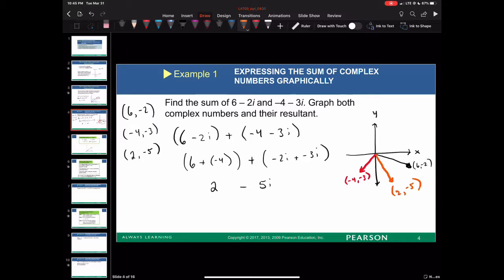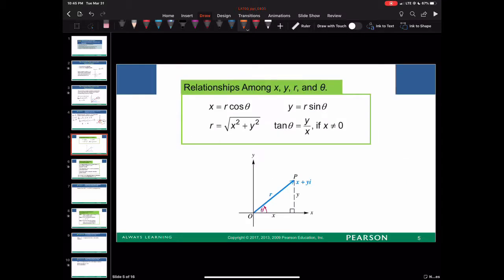So let's look at some more. The relationship among x, y, r, and theta is: x is equal to r times cosine of theta, and y is equal to r times the sine of theta. So r is equal to what? The square root of x squared plus y squared. Or tangent of theta is equal to y over x, if x is not equal to 0. You've kind of seen some of this before already.